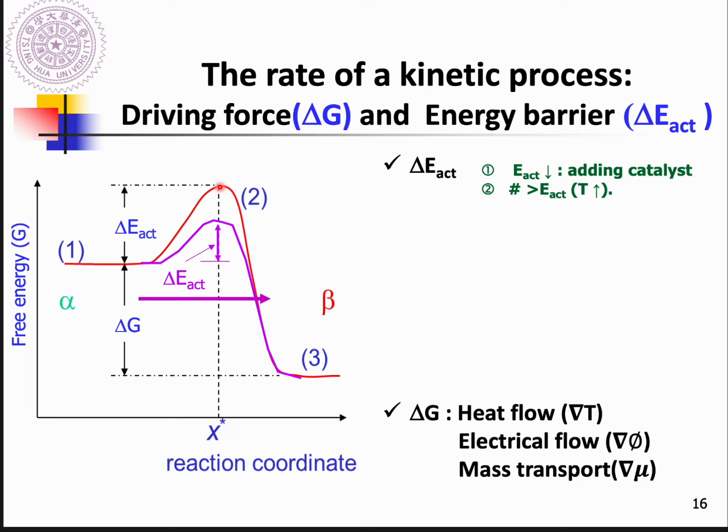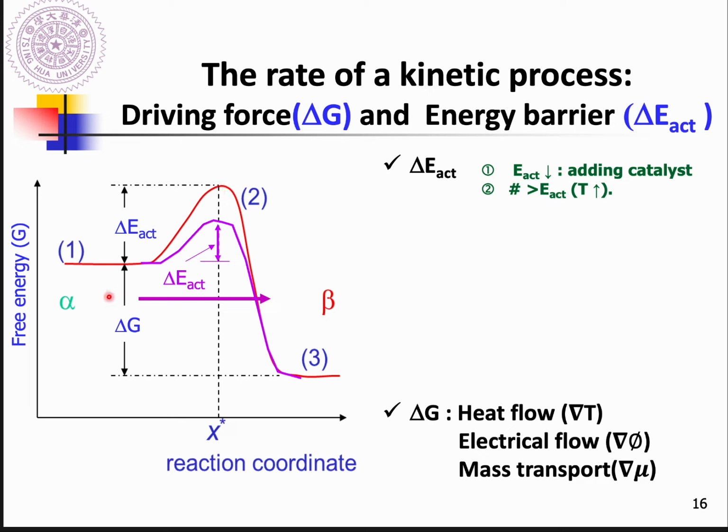So probably we can try to lower the activation energy or lower the energy barrier by adding a catalyst. So that will allow more reactants to become the product because the energy barrier decreases, right? This is the first choice to speed up the reaction kinetics process. And the second choice would be what? We don't tune the energy barrier.